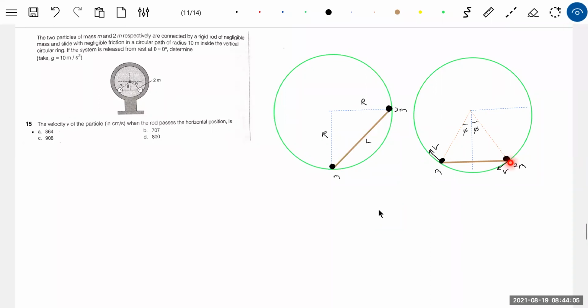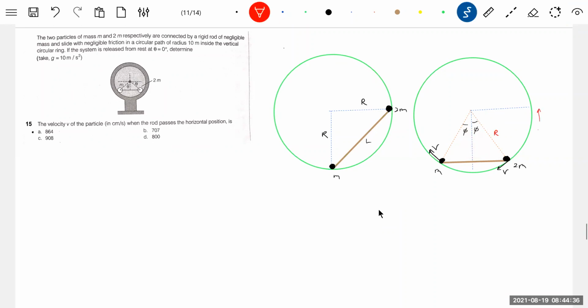Decrease in potential energy of this particle 2m should be equal to increase in potential energy of this particle m plus kinetic energy of these two bobs. How much potential energy of this will decrease? We took this angle as phi. This is r, so this should be r cos phi. So what is the height it will descend? r cos phi. This height is r cos phi, no? Because this is r.